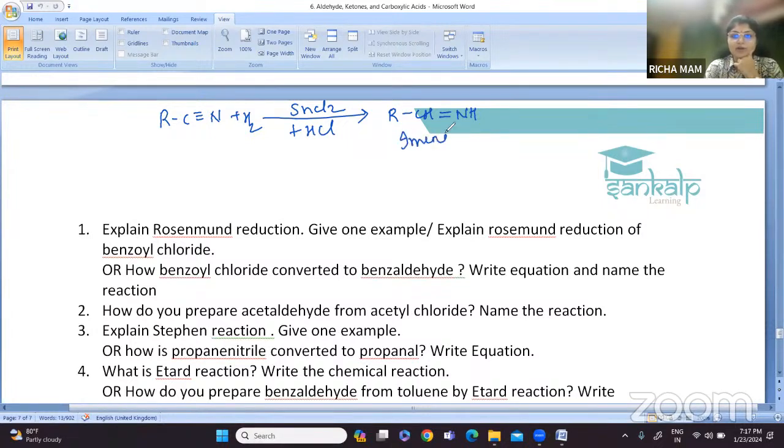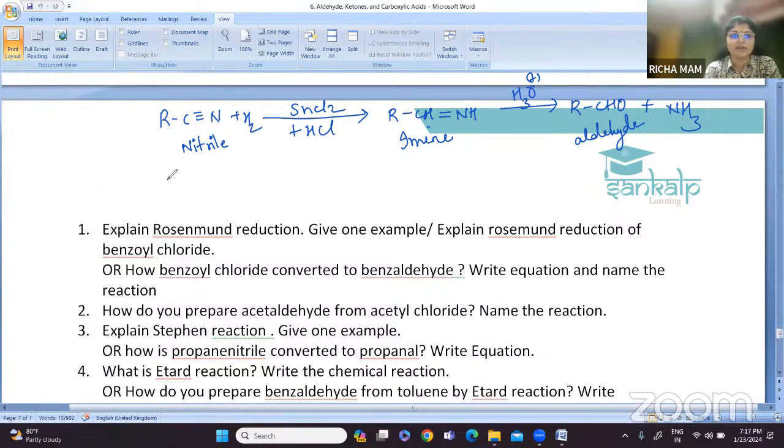So your nitrile is converted into imine. This on further acid hydrolysis gives you aldehyde plus ammonia. This answer is expected for explain Stephen reaction. And then give one example.